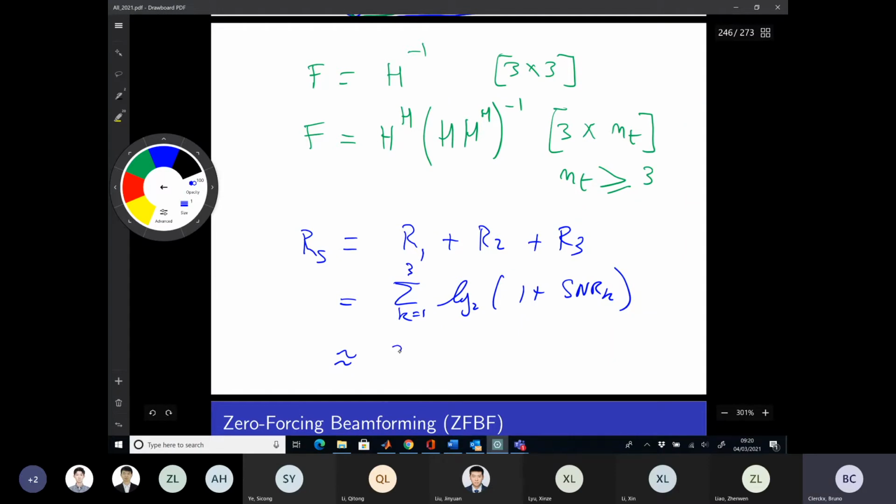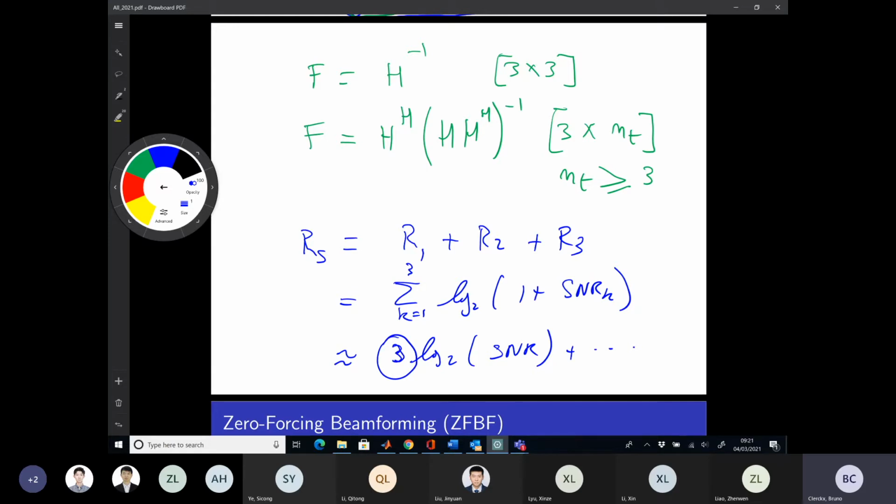So at high SNR, if this SNR increases, this sum from 1 to 3 will be roughly equal to 3 log2 SNR. The SNR for these different users may be slightly different, but what I mean here is that, as a rough order of magnitude, I'm going to have 3 times log2 SNR. In other words, I will be able to transmit 3 interference-free streams in these systems.